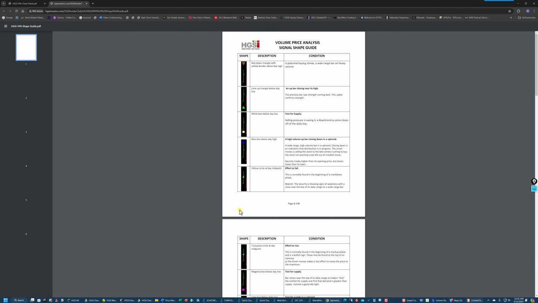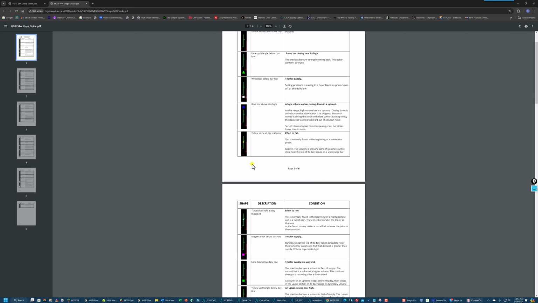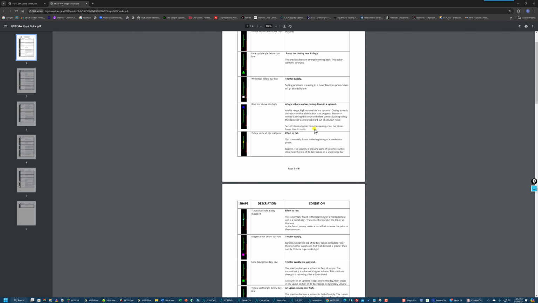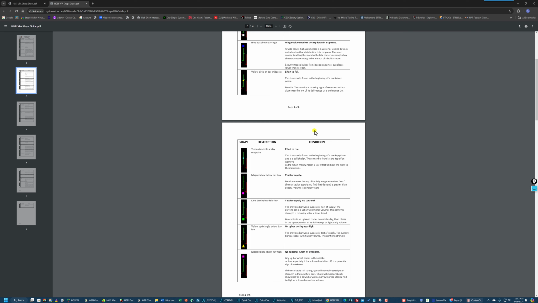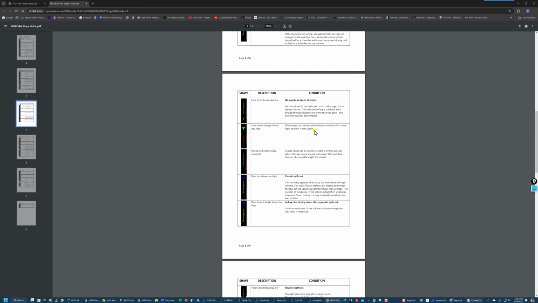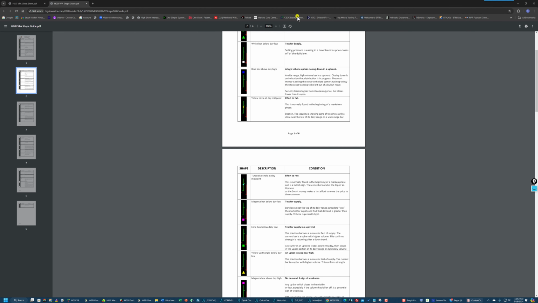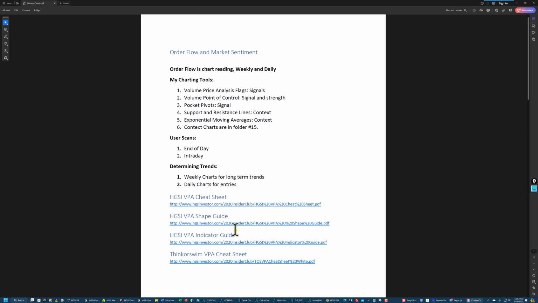This one is a VPA shape guide. Now, I use candlesticks primarily. I have some bar charts, but it shows you the shape of the VPA flags, and there's a description and a condition. All of this information is just for reference. You can see there are 6 pages of it, but it's there for you to download.